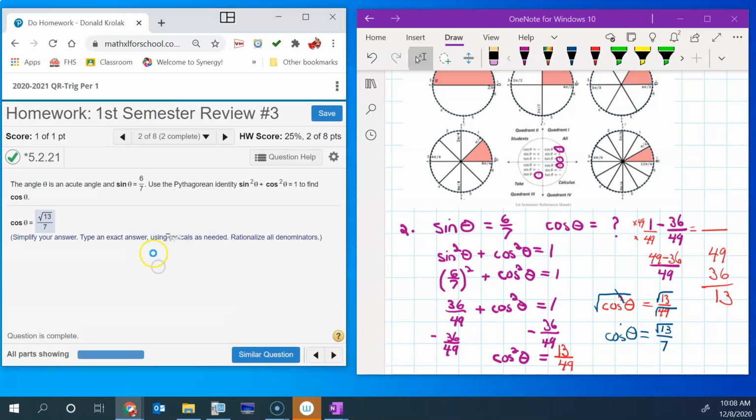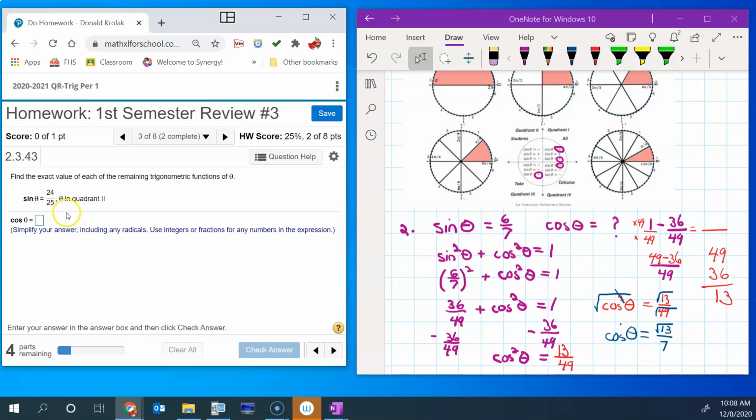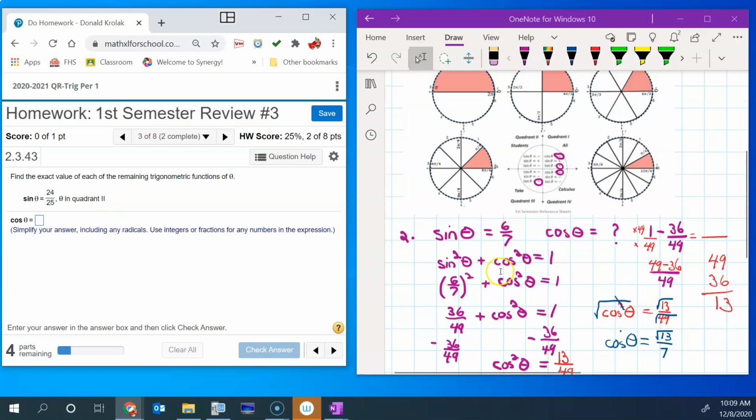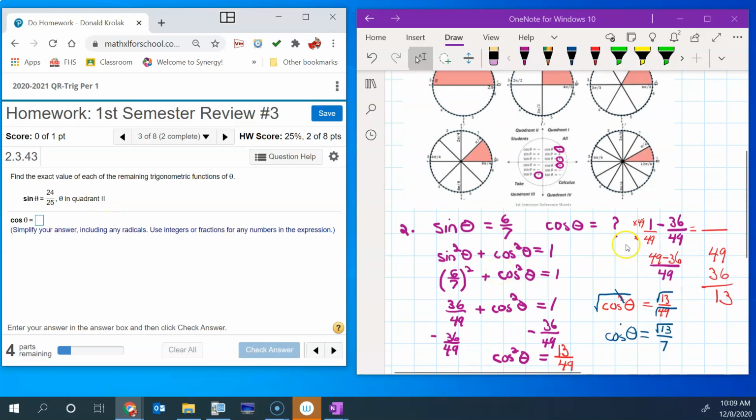All right, now you could do the exact same thing that we just did on this problem to get this answer. The only thing that you do different is that you're told that the angle is in quadrant 2. So in quadrant 2, my answer for cosine is going to be a negative number.